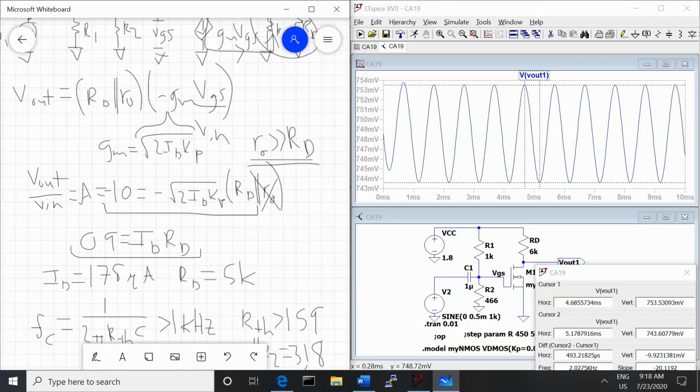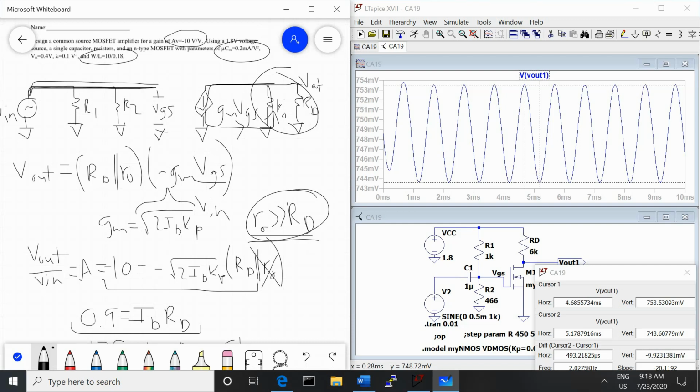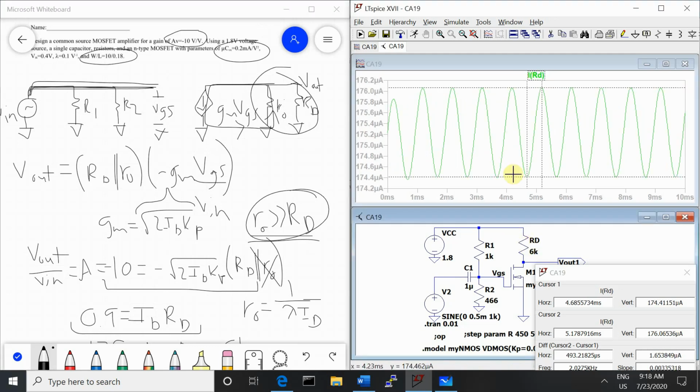Last thing that we want to check is this assumption that we made up here. We want to make sure that RD is much smaller than R naught. So we have an equation for R naught. It's 1 over lambda ID. That's a good equation to know. Lambda is 0.1. ID, we can use our actual ID from our final circuit. It's about 175 microamps. And so when we solve that, we get that R naught is 57K.